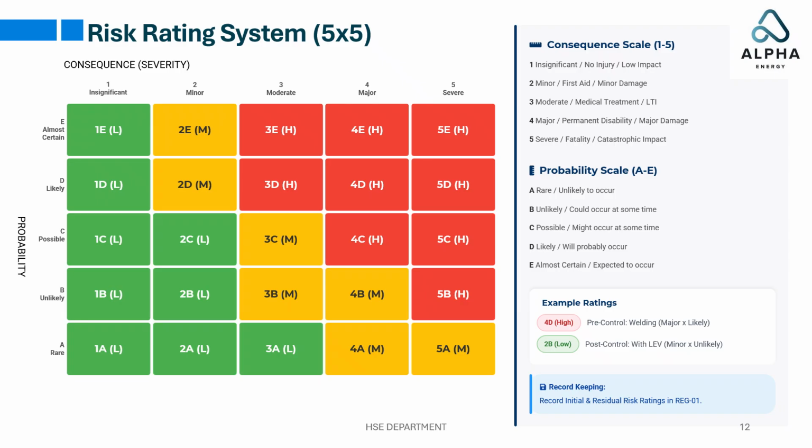For example, a 4D rating, high, may represent a welding hazard with major consequences and likely occurrence before controls, while after implementing controls such as local exhaust ventilation, the rating may reduce to 2B, low. Both the initial and residual risk ratings must be documented in the Reg 01 HSE Risk and Opportunity Register for proper monitoring and management.